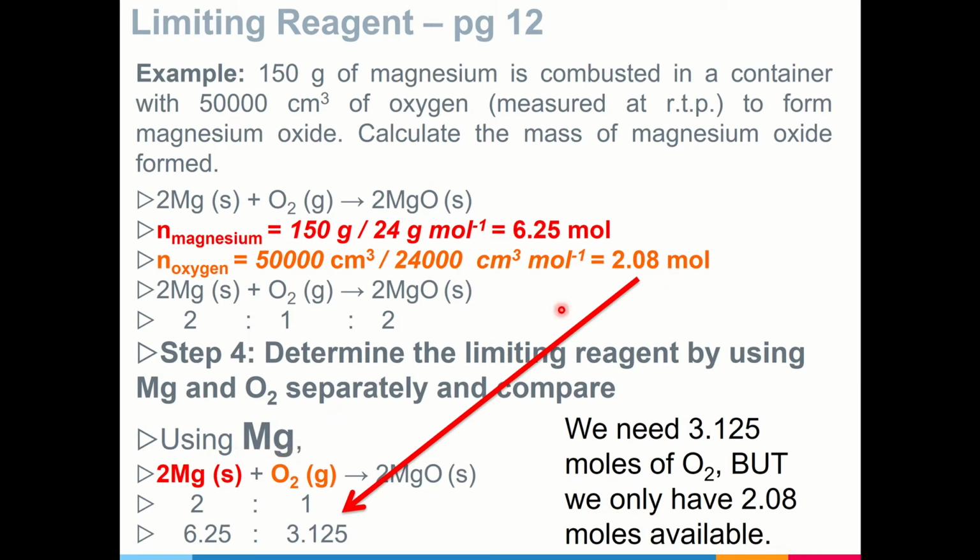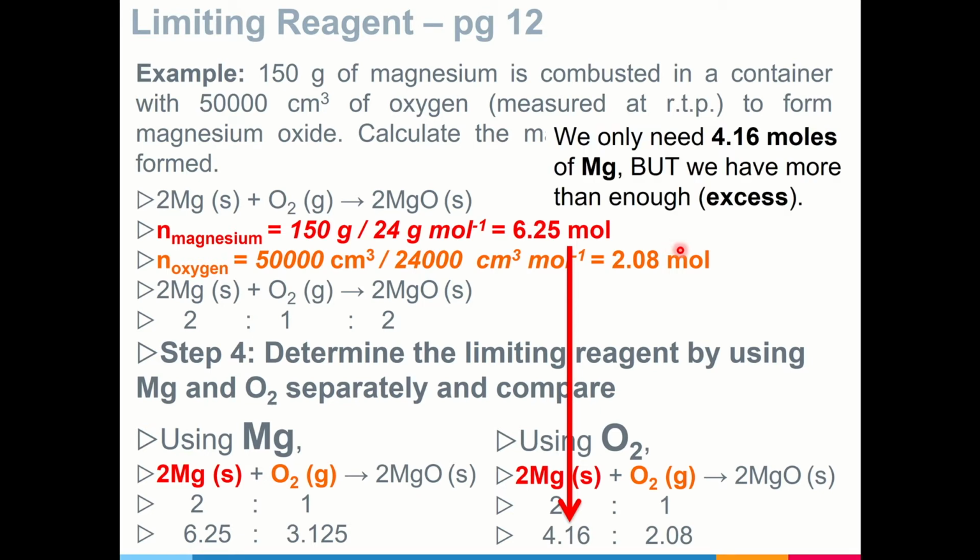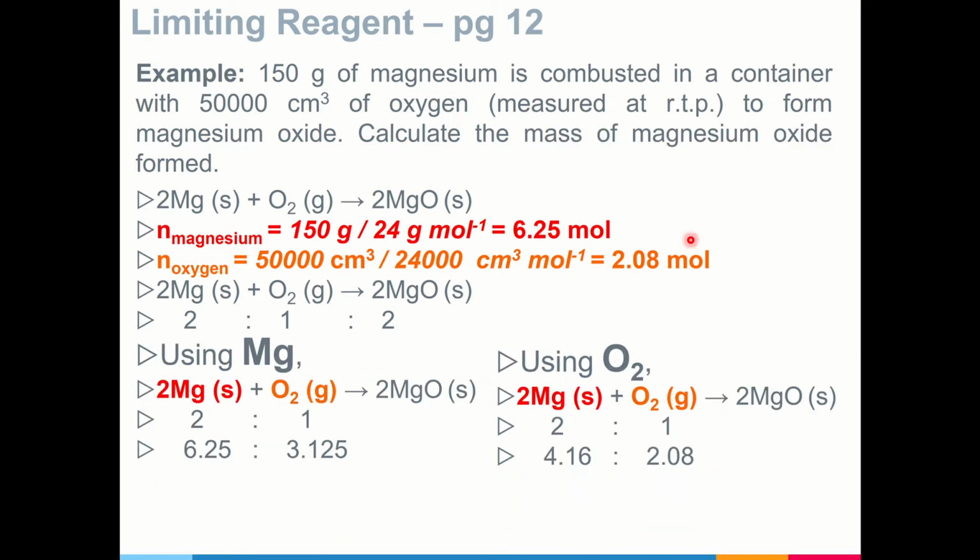I'm just assuming I'm using magnesium, but I can also use oxygen. If I use oxygen, 2 moles is to 1 mole, so for every 2.08 moles of oxygen, I will need 4.16 moles of magnesium. And you compare: I need 4.16, but you are given 6.25. So this means that it is more than enough. More than enough means that magnesium is your excess reagent.